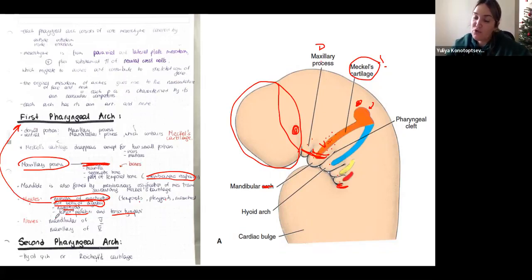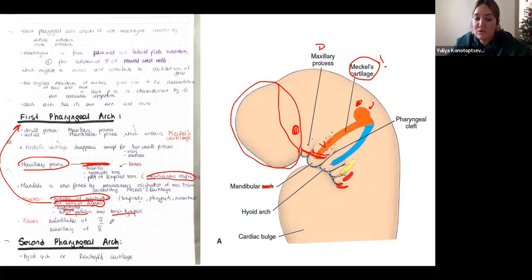We have said that pharyngeal arches are very greedy, right? So they don't share the blood vessels, they don't share the nerves. What is the innervation of the first pharyngeal arch? Well, very easy. Maxillary processes are innervated by maxillary branches of trigeminal, and mandibular are by the mandibular.